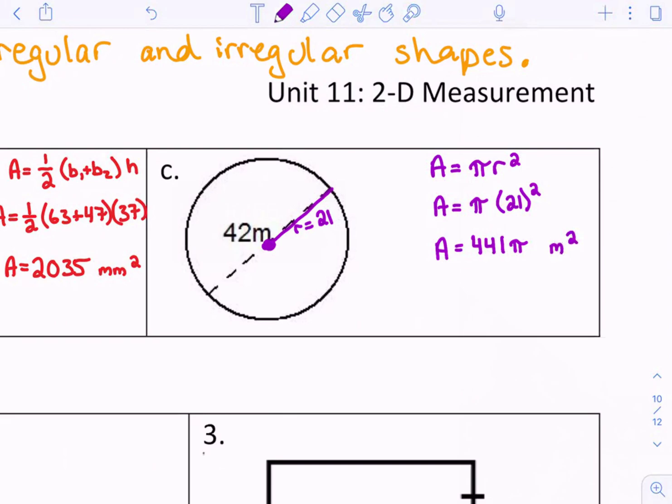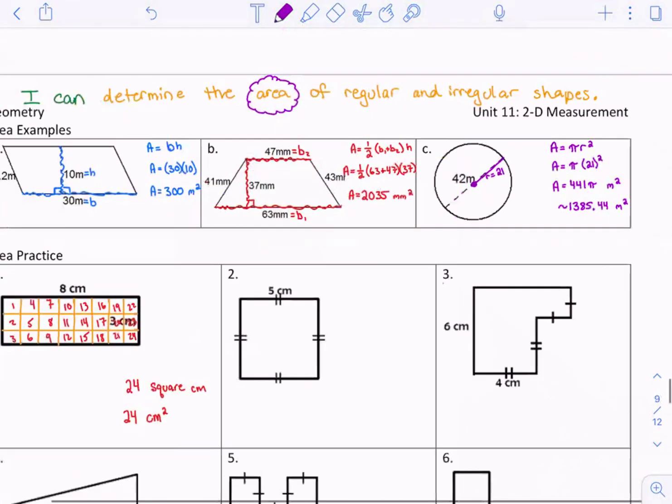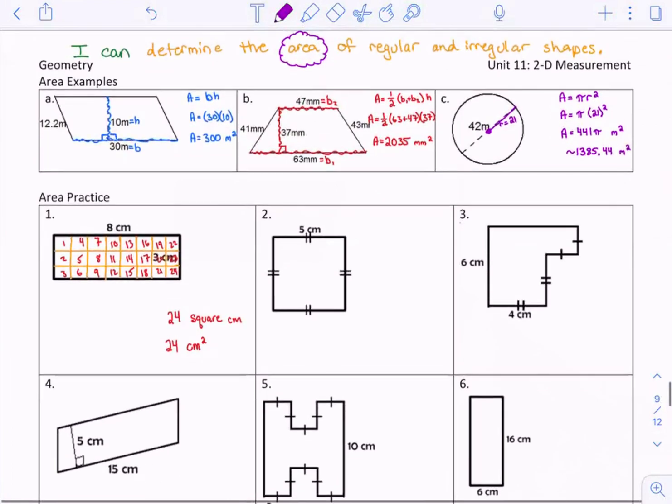Now, if they asked us to round it, we can plug in 441 pi in the calculator. And what do we get? 1385.44, or just 0.4. So that's approximately. Nearest 10th, nearest 100. Yep. Remember that little squiggle means approximately.